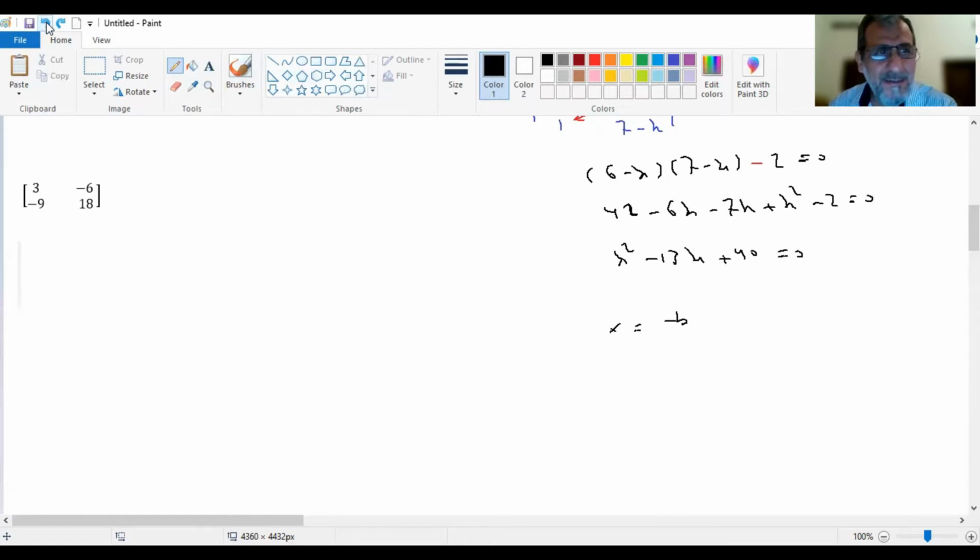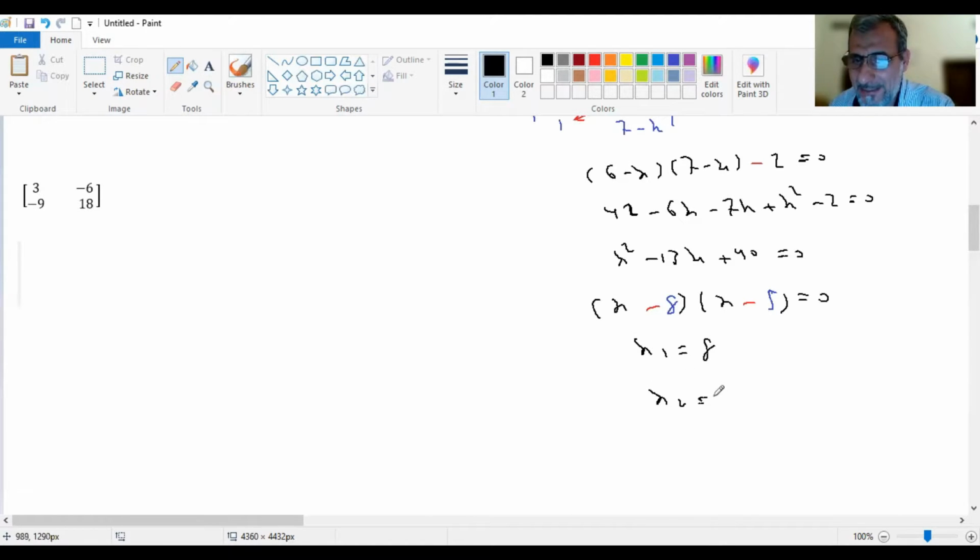By factoring the product into two binomials, I have lambda squared as lambda times lambda, and the signs are negative, negative. 40 is 5 times 8. 8 times 5 equals 40, and negative 8 minus 5 is negative 13. So it equals 0. So now lambda 1 is equal to 8, and lambda 2 is equal to 5, the solution.